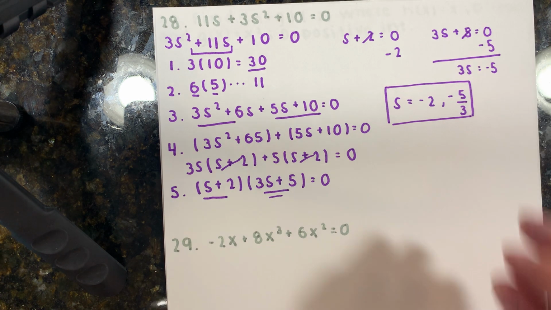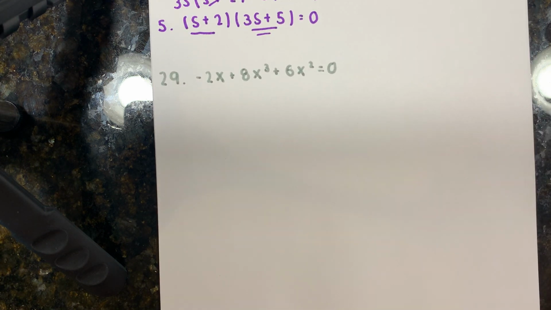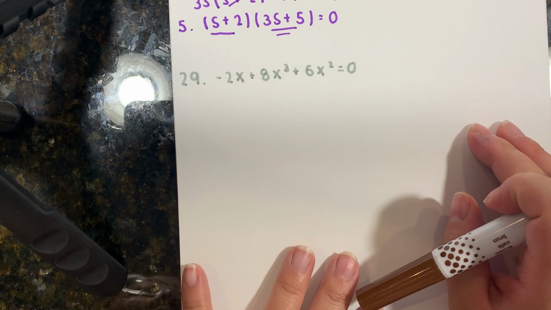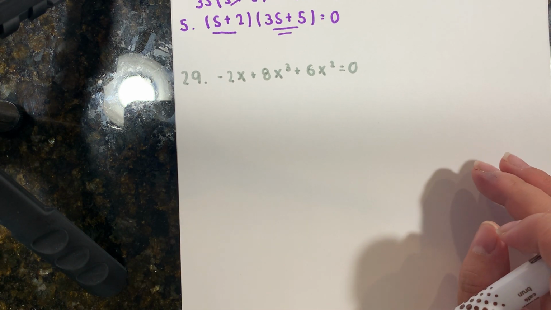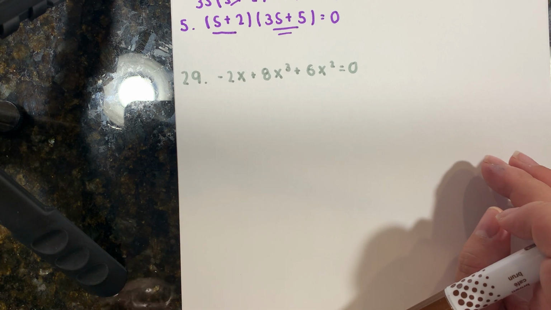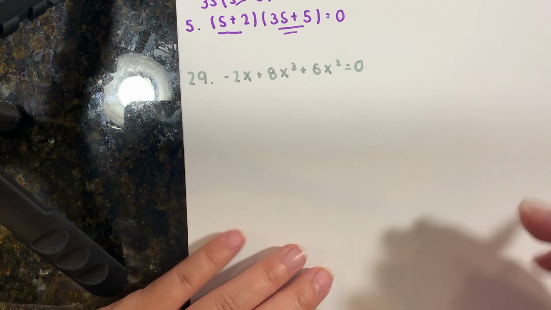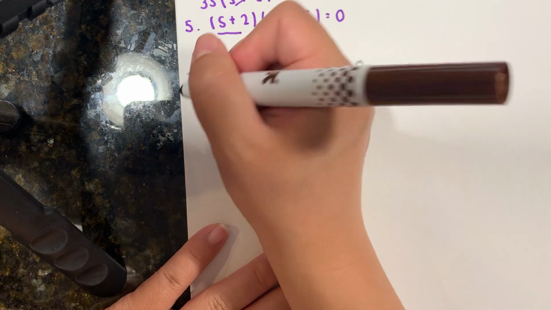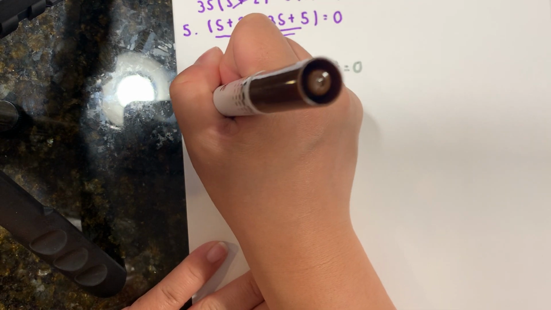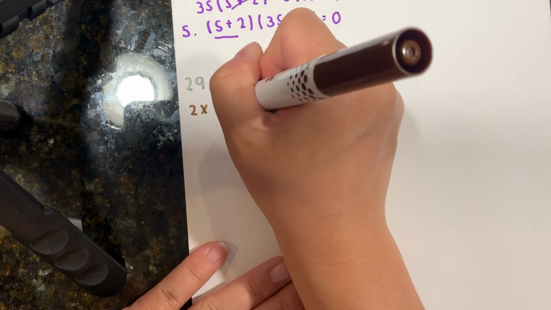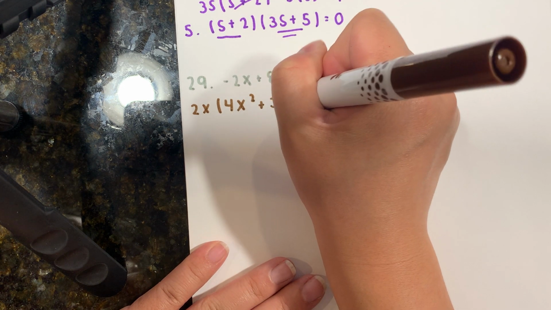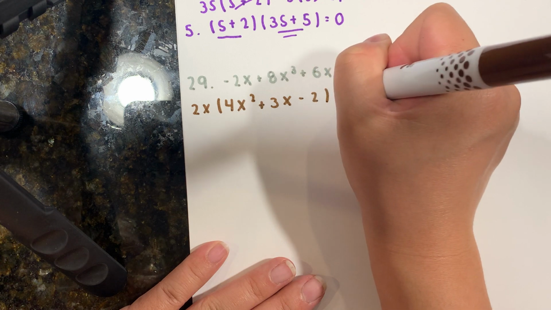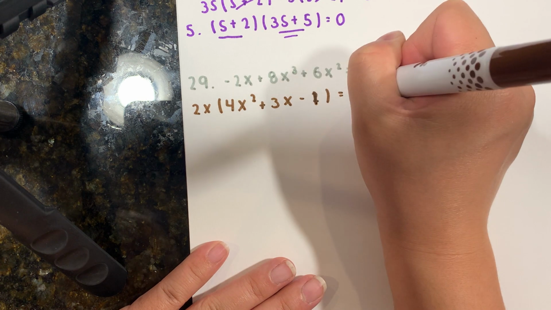Okay, now for number 29, what you're going to look for is if there's anything that divides all three of those terms, and then write it in descending order. So for this one, all three of those terms are divisible by 2, and there's an x in each of them that I could factor out. So this would become 2x times 4x squared plus 3x minus 1 equals 0.